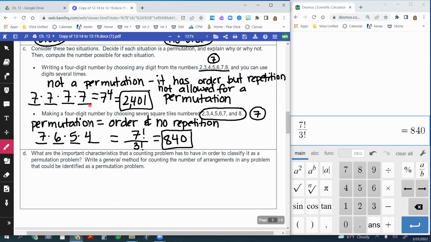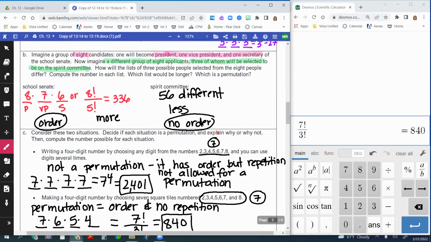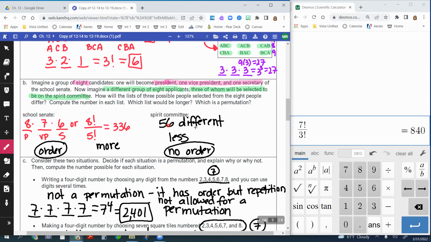Okay, so we need to understand the difference between these situations. Again, both of them ordered mattered. The top one here, repetition was allowed. That is going to make it automatically not a permutation. In order for it to be a permutation, you need order and you need no repetition. So these ones up here with the spirit committee, when I really had no order, that is not going to be a permutation. Okay, so this one here is my permutation. This one here is not a permutation.